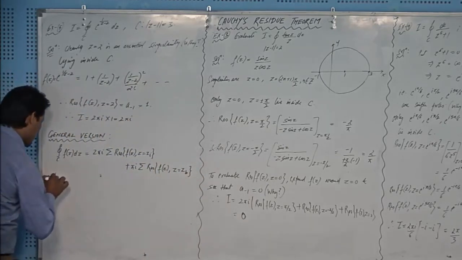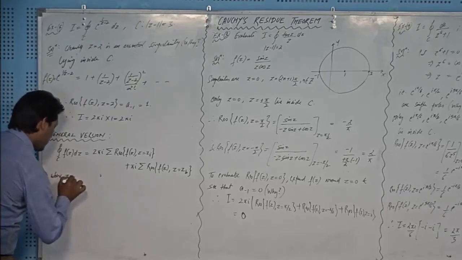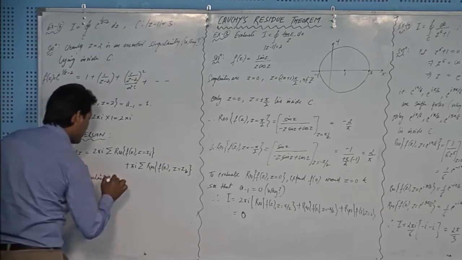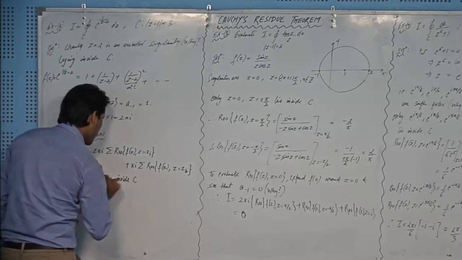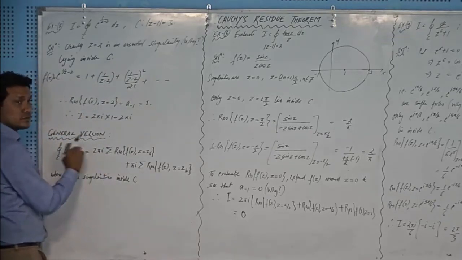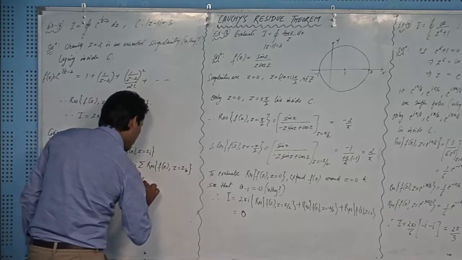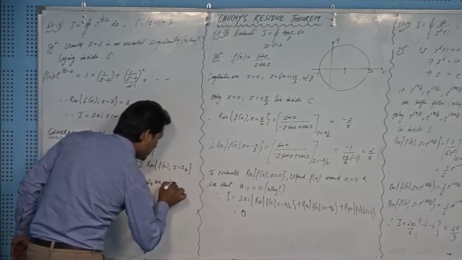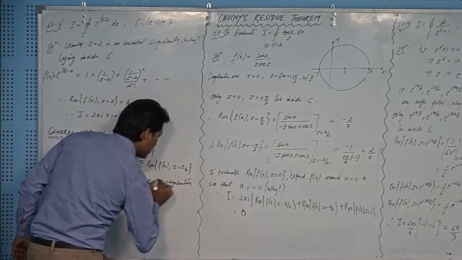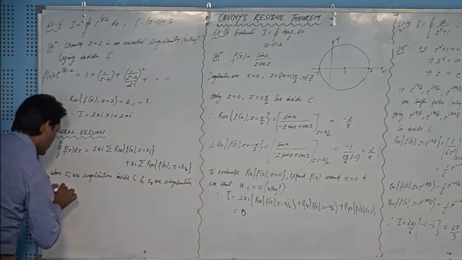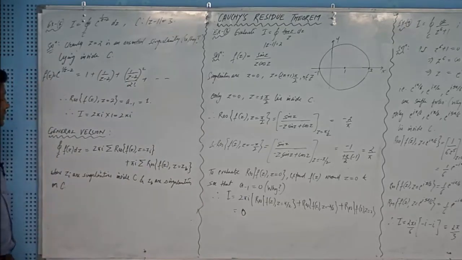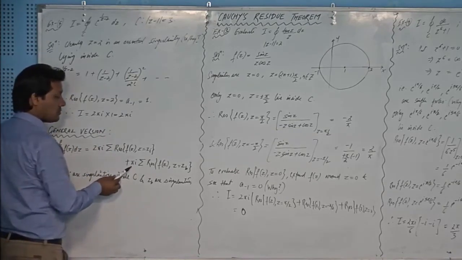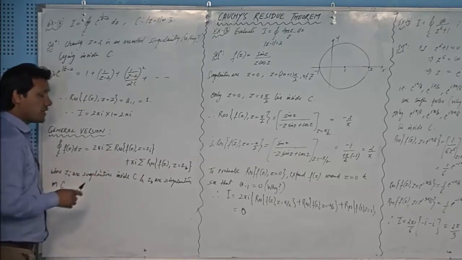where z_i are singularities inside C, right? This is the same part, and this is the new part, and z_B are singularities on C, right? So for the singularities lying on the boundary of the contour, we have this factor pi i times this, right? And why only pi i?